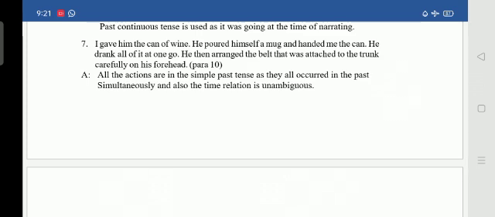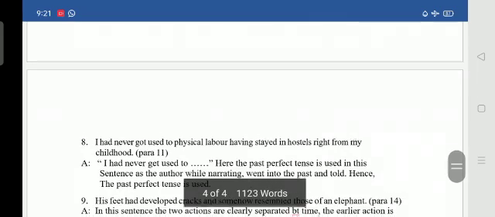See the seventh. I gave him the can of wine. He poured himself a mug and handed me the can. He drank all of it at one go. He then arranged the belt that was attached to the trunk carefully on his forehead. This sentence is in para 10. All the actions are in the simple past tense as they all occurred in the past simultaneously, and also the time relation is unambiguous.